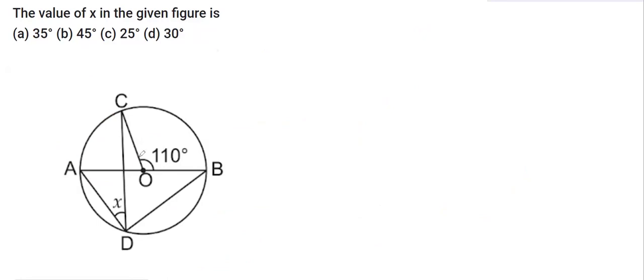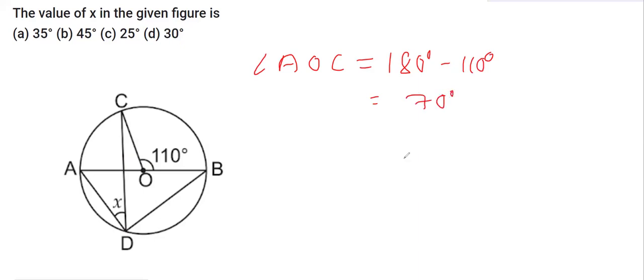Now, what I can see is that AB is a straight line. So clearly this is forming a linear pair. So we can say that angle AOC will be equal to 180 minus 110. We can straight away write this as an MCQ, no need to write down the steps. So we got this angle as 70 degrees.